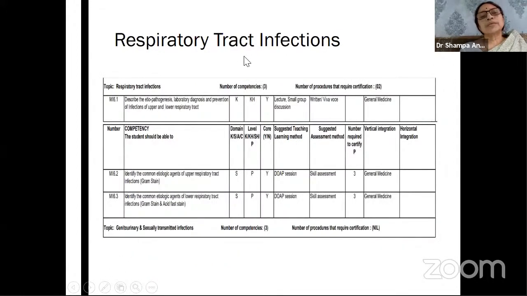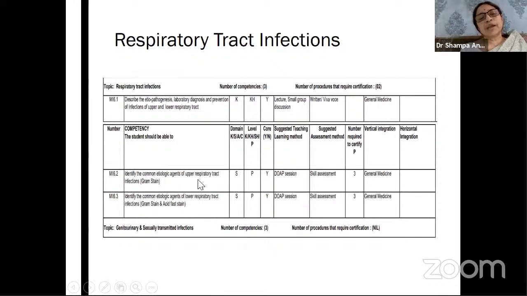So here, this is respiratory tract infection, which has three competencies. 6.1 is the etiopathogenesis, laboratory diagnosis, and prevention of infections of upper and lower respiratory tract, which will be basically in the knowledge domain and will be taught as lectures or small group discussions. Whereas identification of the etiological agents of upper respiratory tract infections through Gram stain will be in the skill domain and will be taught as a DOAP session, which is demonstrate, observe, assist, and perform. And similarly, etiological agents of lower respiratory tract infections, which will also have Gram stain and ACIPFA stain.